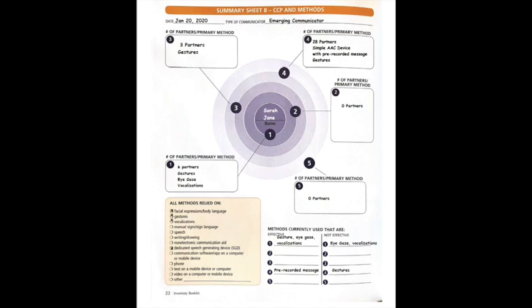Summary Sheet B outlines the methods of communication Sarah Jane uses that are effective and not effective. As an emerging communicator, she does not have a reliable use of speech, sign, or symbols. She does, however, communicate somewhat with gestures.